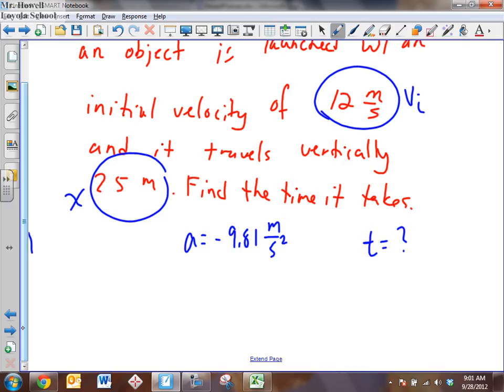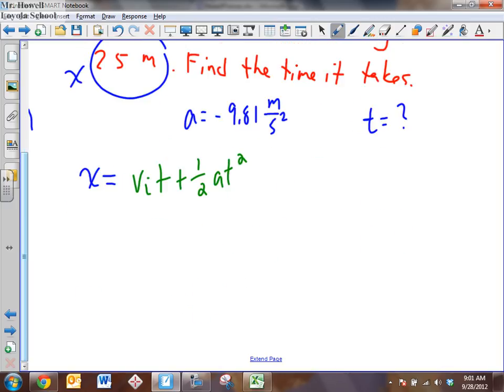How did you know it was -9.81? Where are we, guys? What planet? Earth. That's the Earth's gravitational constant. That's what you need to memorize. So, x is 25. Let's plug that in, please.